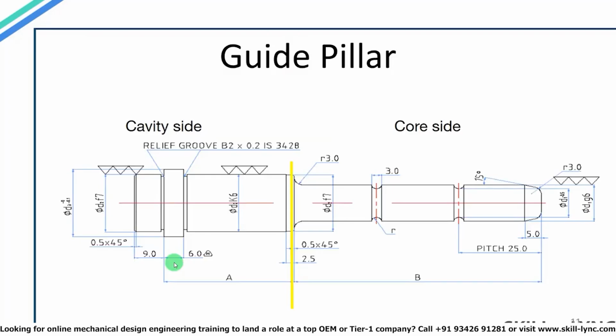Here you can see the diagram for a guide pillar. The part of the guide pillar that enters the core when the mold is in the closed position is called the core region. In the diagram, the part of the guide pillar to the right of the yellow line is the core region. The core region of the guide pillar needs to be hardened, as it will be sliding in and out of the core thousands of times while making components. The G6 and F7 which you see here are the types of fits. The inverted triangles here denote the surface roughness of the guide pillar.